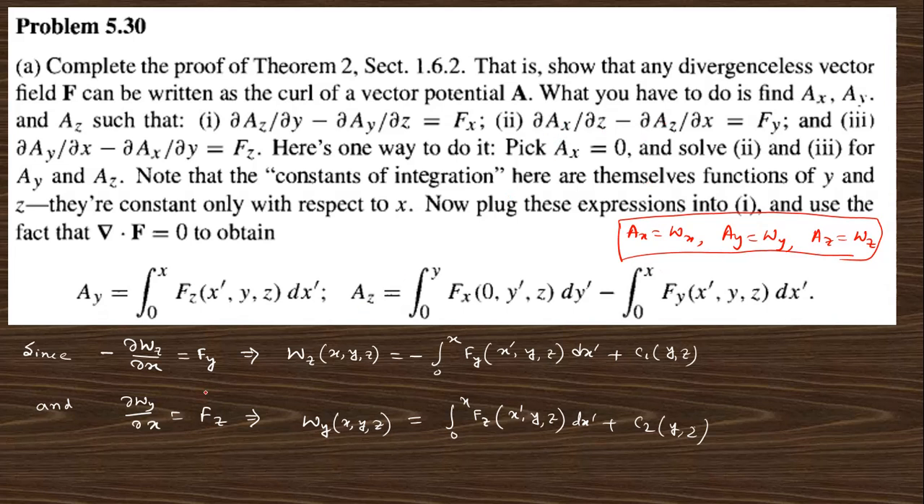So from equation 2, you will find that ∂Ax/∂z, with Ax equal to 0, puts in the value 0, so minus ∂Az/∂x equals Fy. So you get the value of Az like that. And then here we put Ax equal to 0, so ∂Ay/∂x equals Fz. So this is Ay. Okay, so Az, Ay and Ax, where initially we took Ax equal to 0.